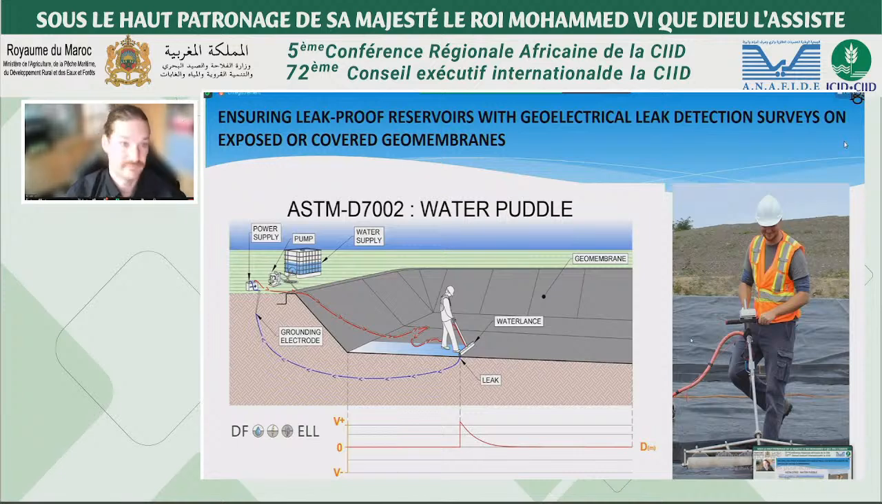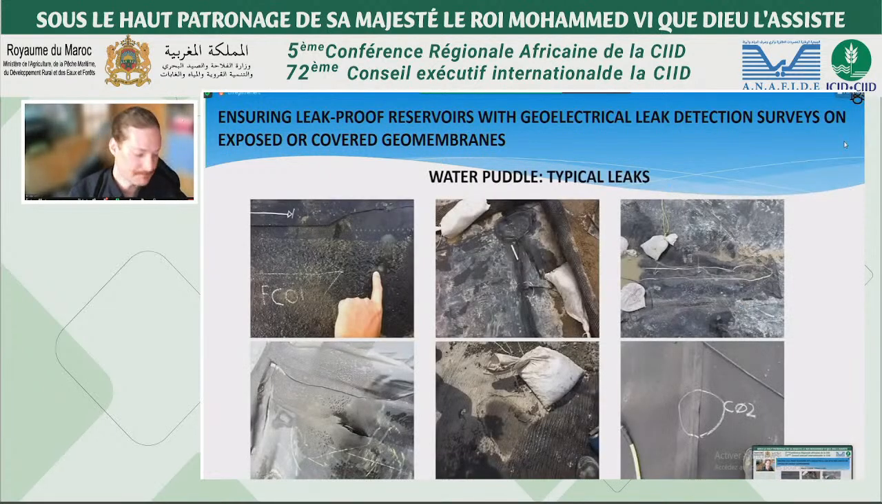It can find leaks as small as 1 millimeter. It really depends if the moisture can go through. That's the only minimal size. A few examples of leaks: punctures, bad seams, scratches.